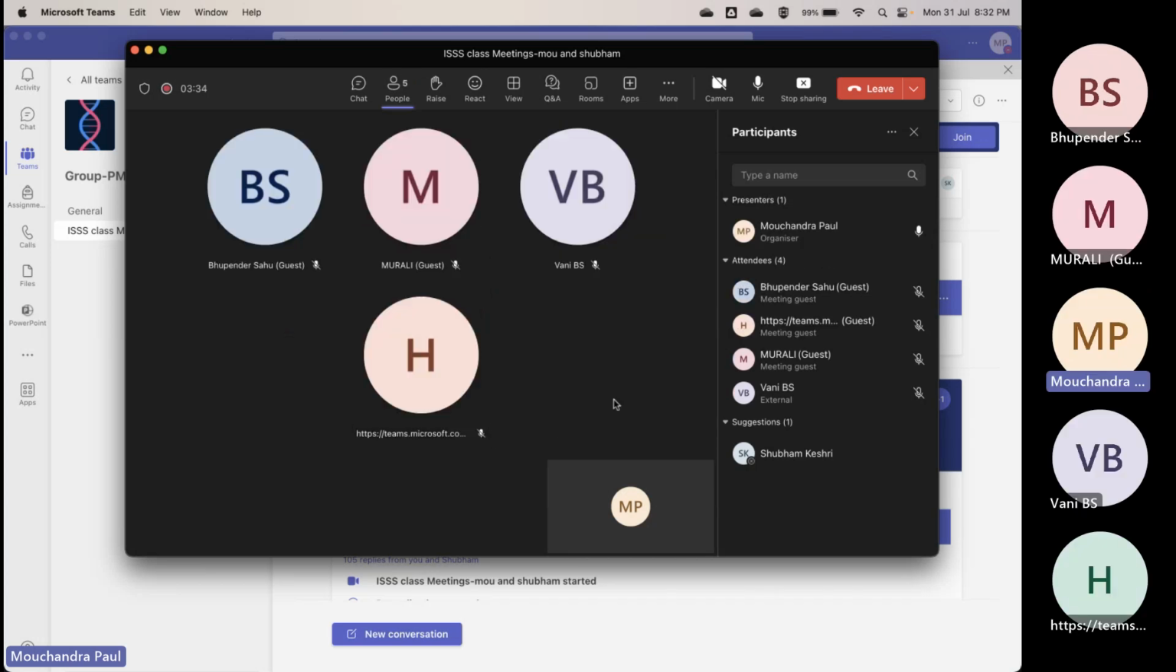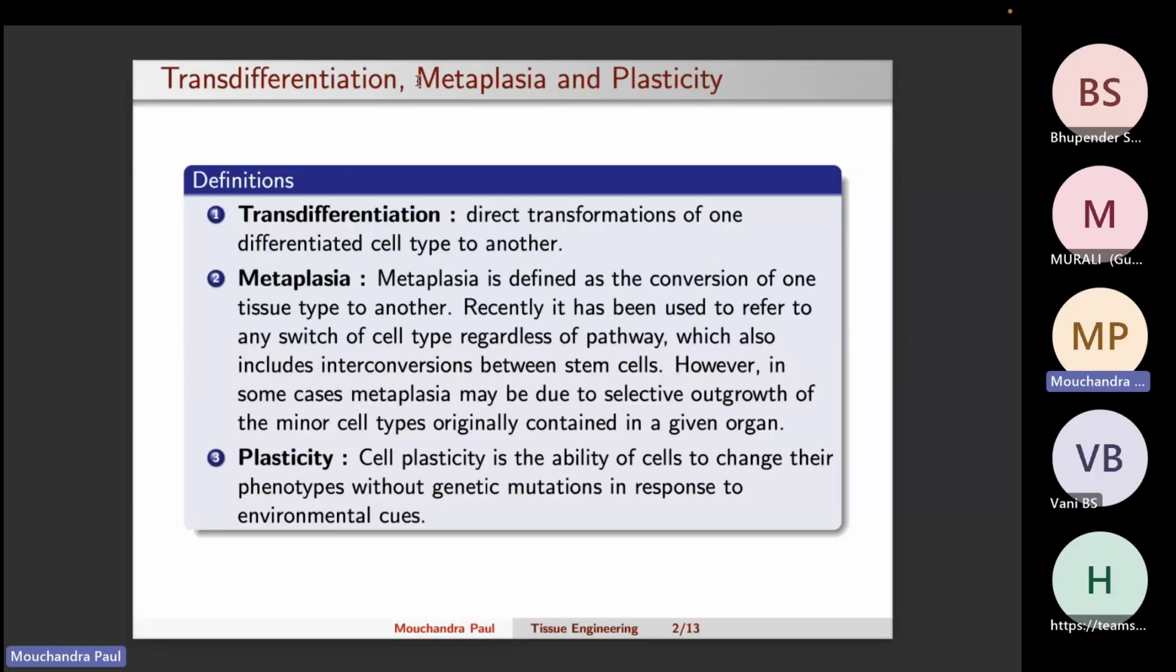I don't know how you have written the term metaplasia, because I have not discussed it in class, but I thought it would be very good if I discuss very briefly the difference between these three terms: transdifferentiation, metaplasia, and plasticity, because these three terms have very similar meaning, but they are slightly different from one another.